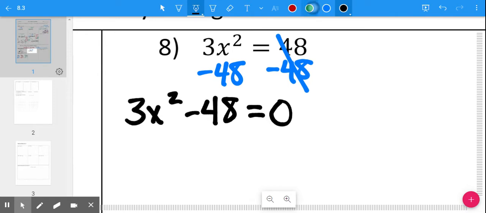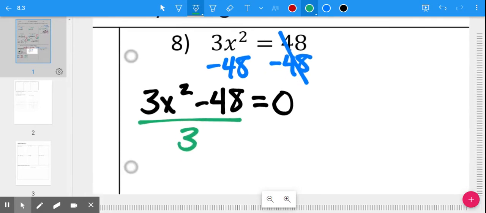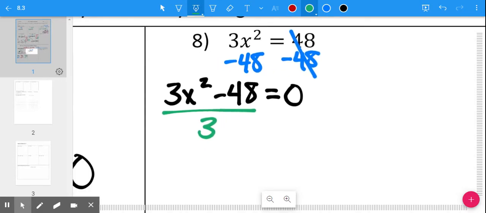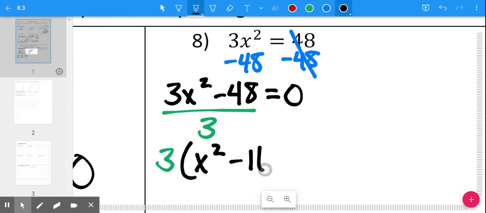So I notice that these are both multiples of 3. 3 can go into both of those numbers. So when I factor out a 3, I'm left with x squared, and negative 48 divided by 3 is 16.